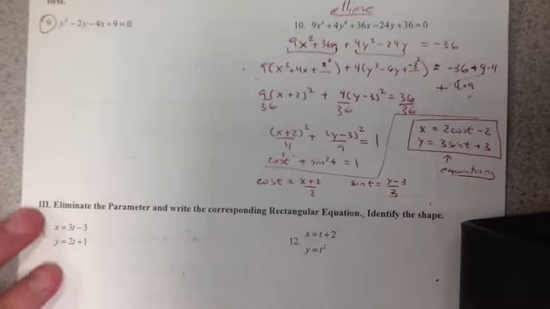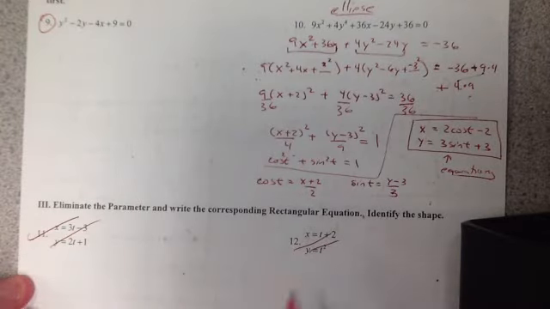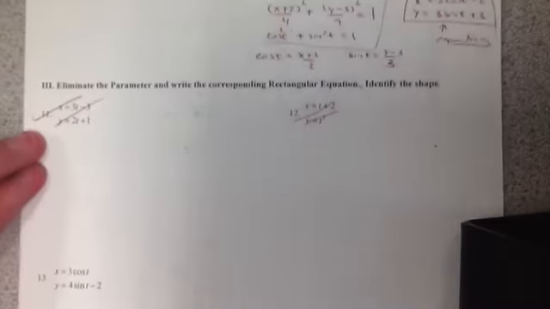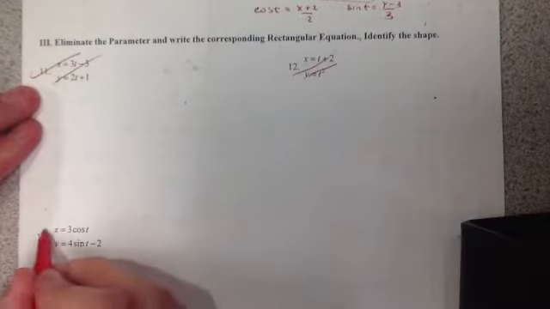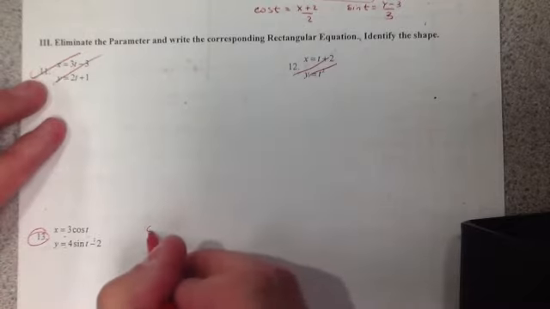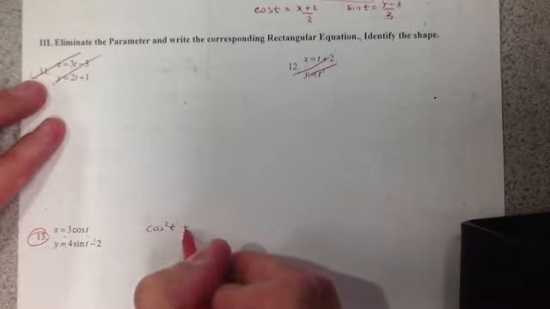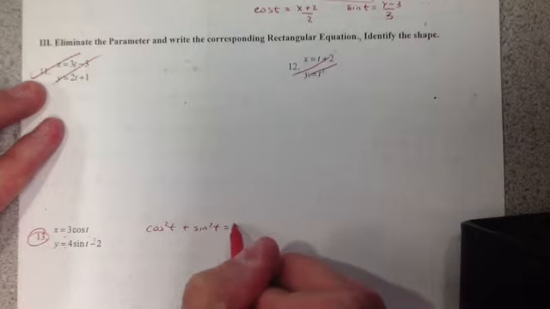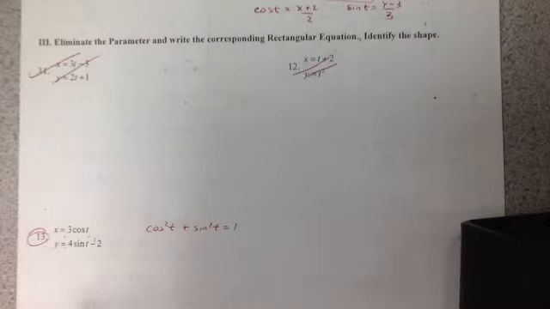Now, down here I have a couple more questions. Don't worry about 11 and 12. We've done those already. And what I would like you to do is see if you can try number 13. This is just like numbers 7 and 8, okay? See if you can eliminate the parameter. I'll give you a hint. You're going to use cosine t squared plus sine t squared equals 1 for this one, okay? So see if you can try number 13.